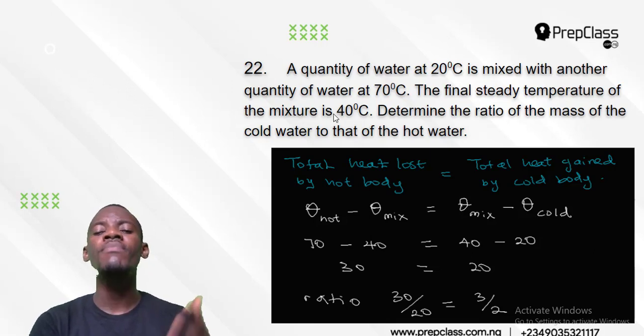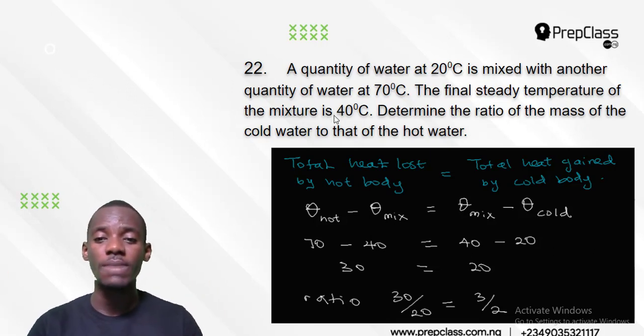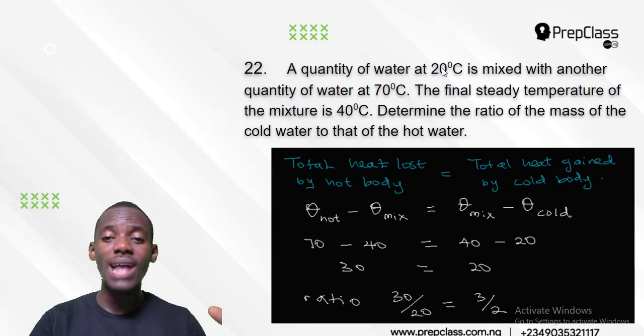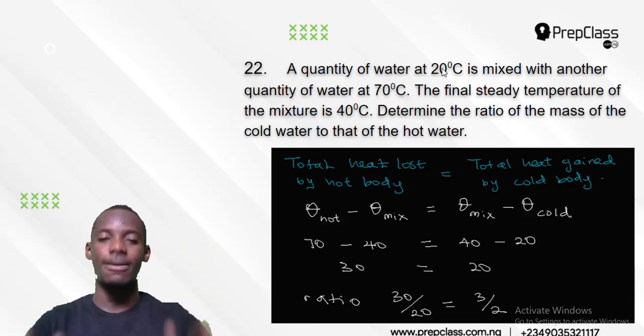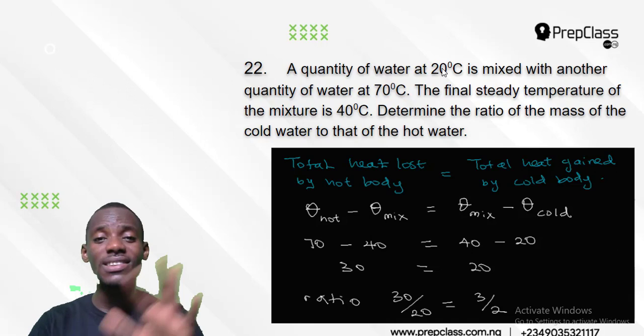Now this is an interpretation. If you have a cold body and a hot body, the hot water is 70 degrees Celsius and the cold water is 20 degrees Celsius, right? You now mix them together, and the final temperature is 40. What is the ratio of change?